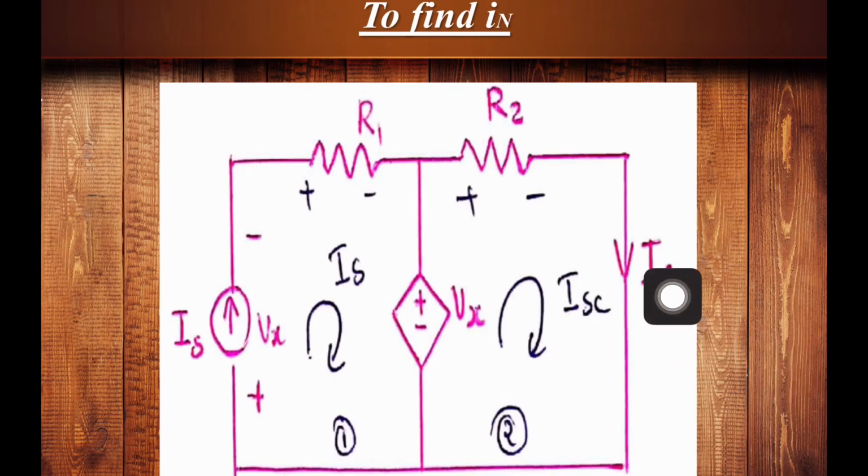By short circuiting these load terminals, we get a circuit like this. ISC is marked as the current through this short circuited path. Here we have two loops. Let us consider this as loop number 1 and this as loop number 2. You can see ISC is the current flowing through the surface of the second loop. So we mark ISC as loop current in the second loop in clockwise direction.